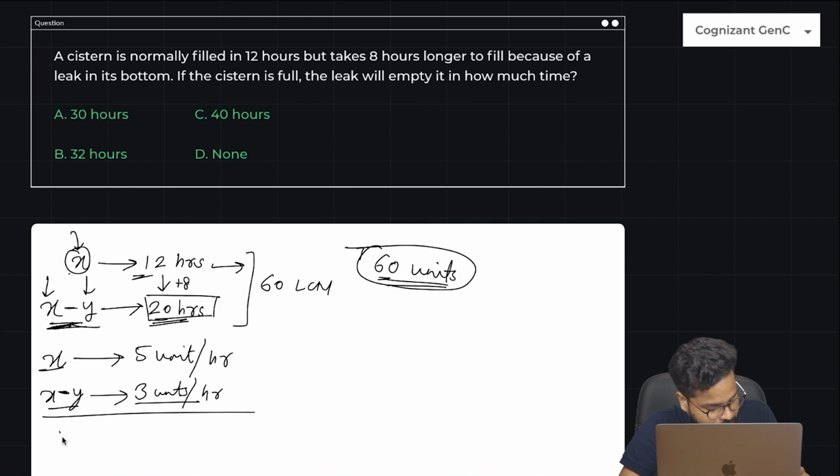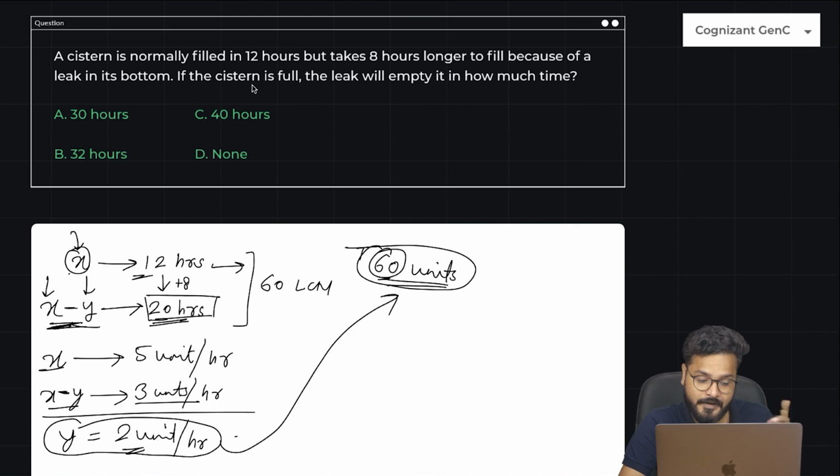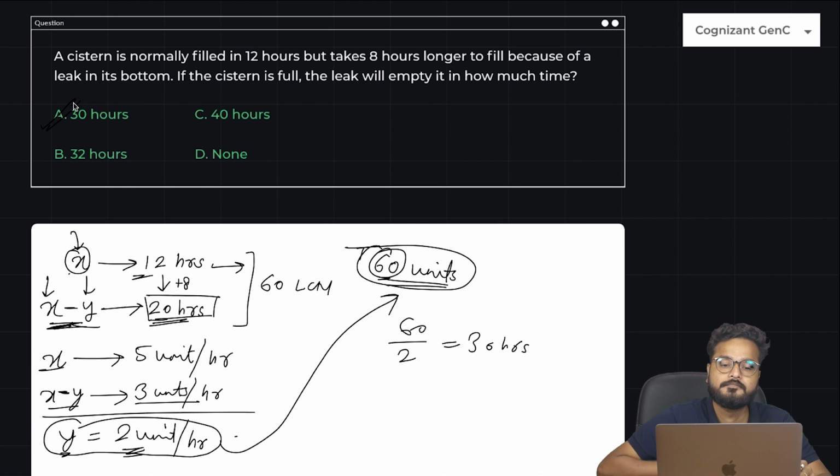Right? X minus Y is 3, X is 5. So what is Y, guys? 2 units per hour. So that means the leakage is working at a rate of 2 units per hour. The total work is 60 units. So how many hours would it take? 2 units per hour, 60 units is the work. Because the question is, if the cistern is full, the leak will empty it in how much time? So only the leakage works, and the cistern is full. So 60 units of work is there to empty. So 60 by 2, that is 30 hours. Okay. Hope you got that, guys.